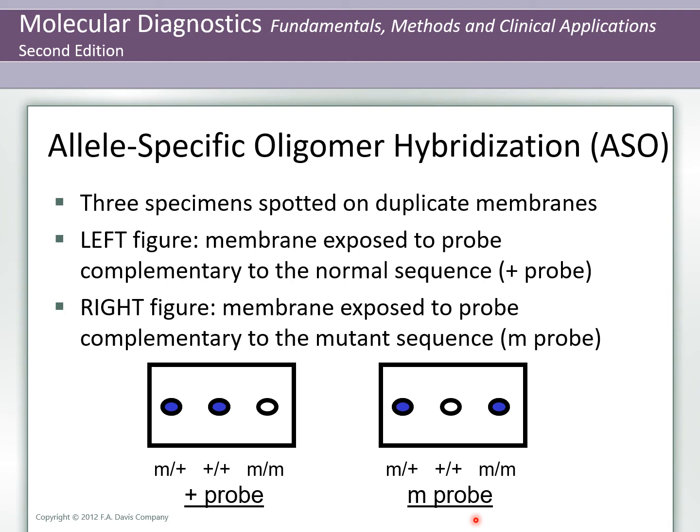A normal sample, indicated as positive, hybridizes with the normal oligomer only. A homozygous mutant sample, indicated by MM, hybridizes with the mutant oligomer only, and a heterozygous mutant sample, indicated by M/positive, hybridizes with both oligomers. So this figure on the left shows a probe complementary to the normal sequence, whereas the right shows a probe complementary to the mutant sequence.